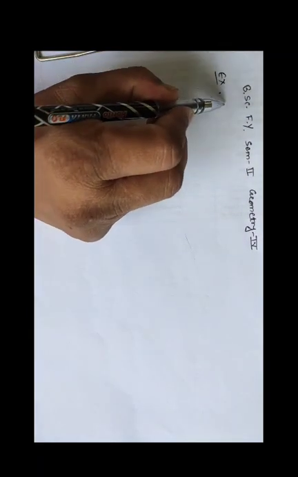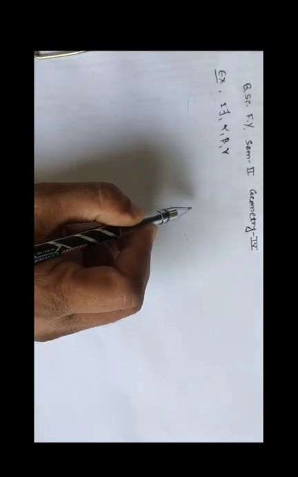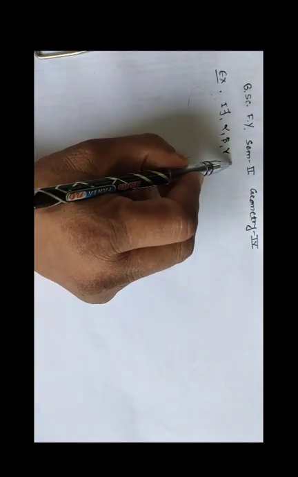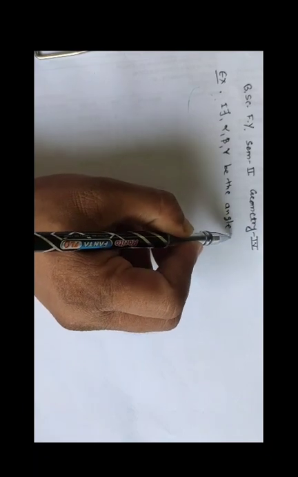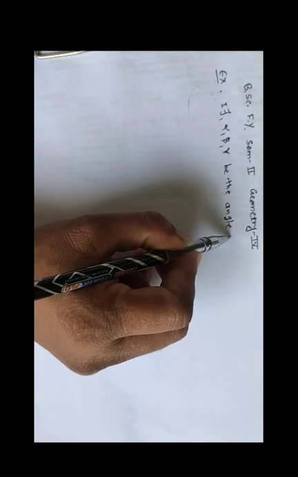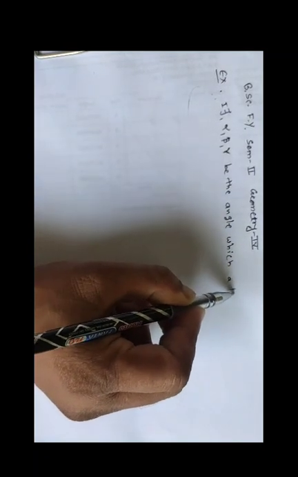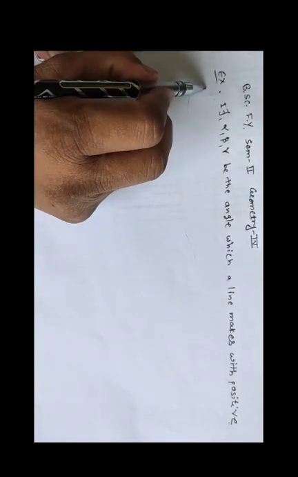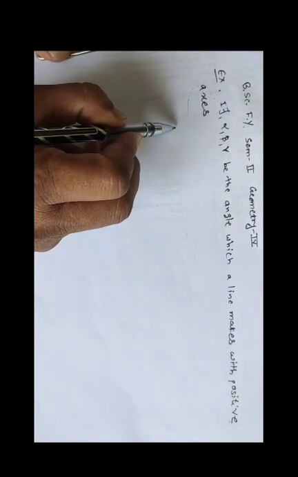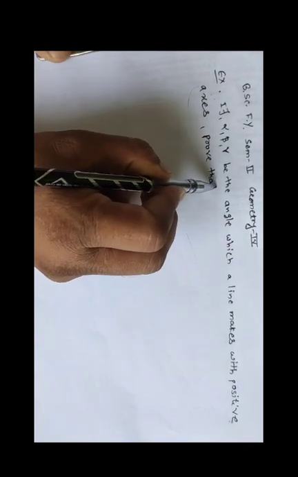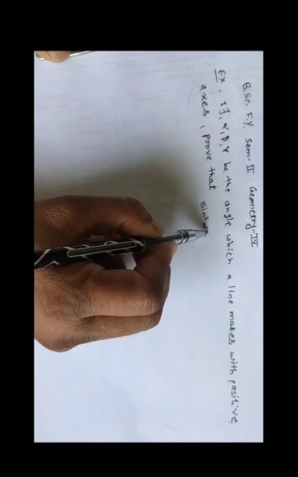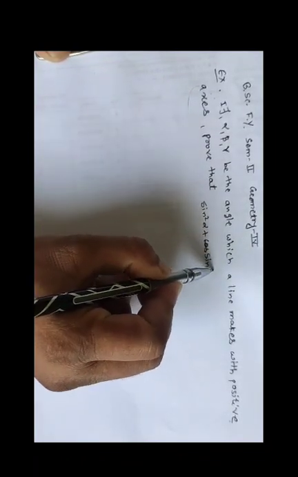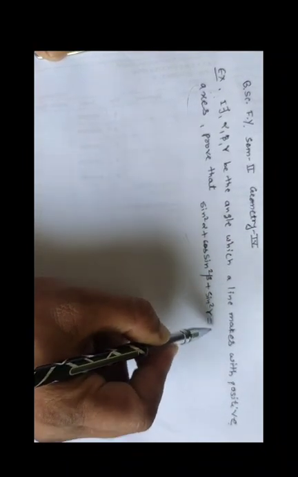Example: if alpha, beta and gamma be the angles which a line makes with the positive axes, then prove that sine square alpha plus sine square beta plus sine square gamma equal to 2.